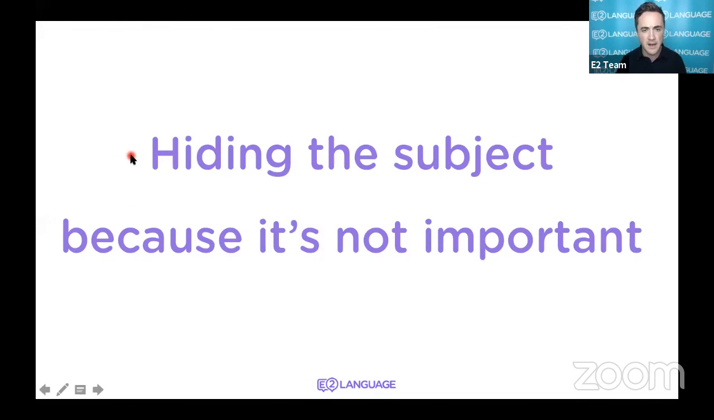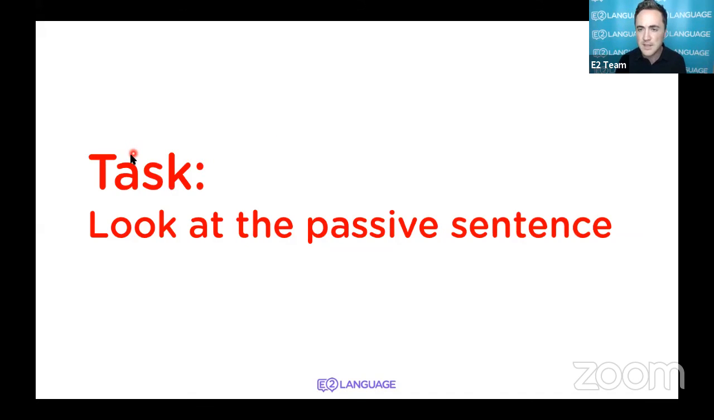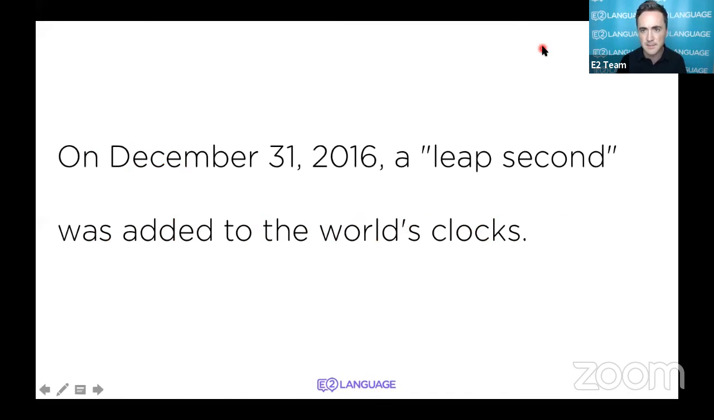So let's talk about hiding the subject because it's not important. Okay, so we've got subject, verb, object, but our subject's just not that important. I want you to look at this sentence. Just spend a second reading this sentence.